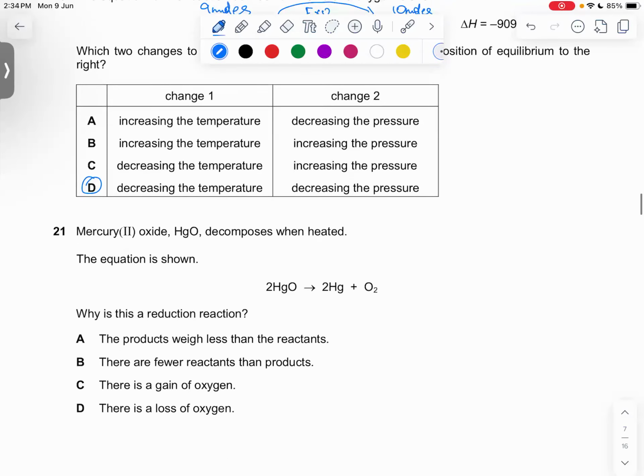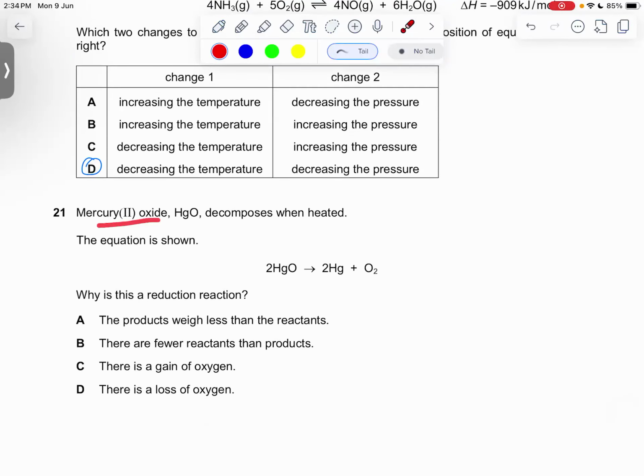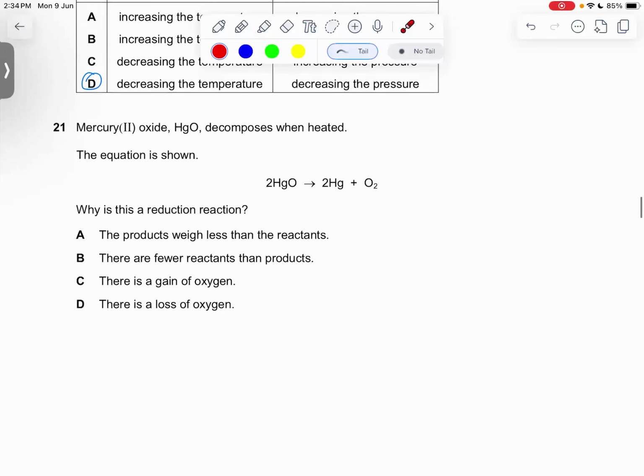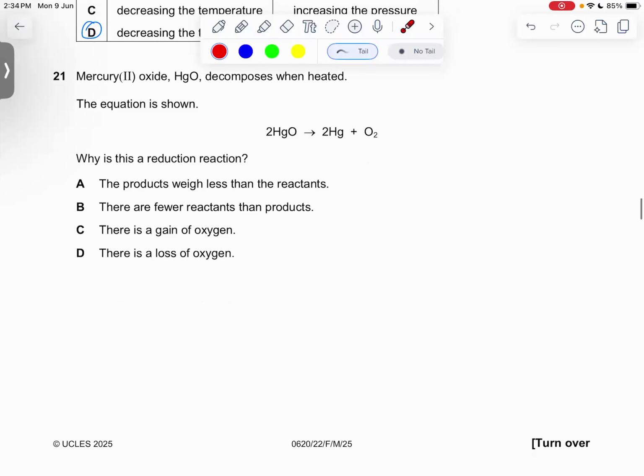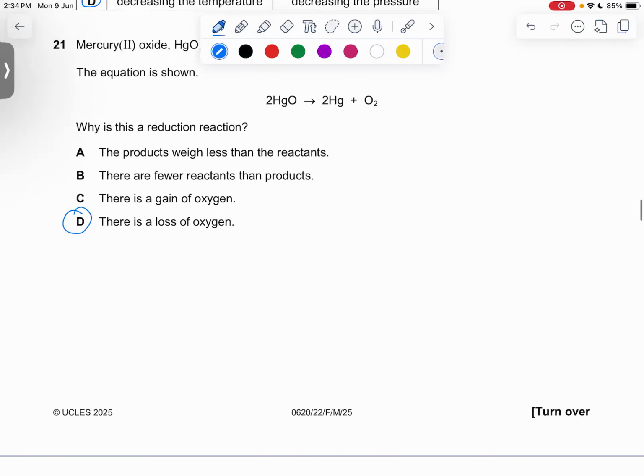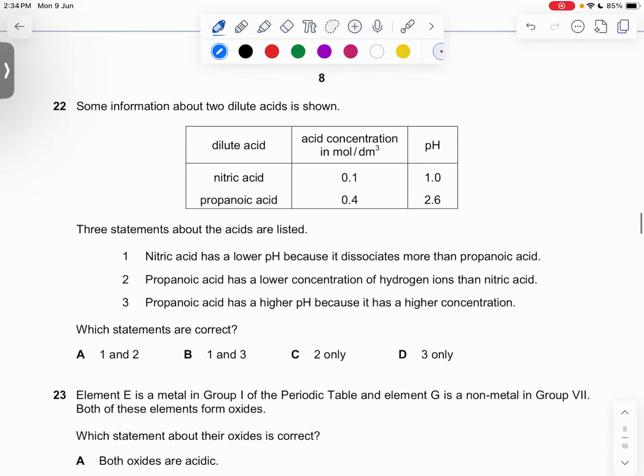Next question. Mercury(II) oxide, HgO, decomposes when heated. The equation is shown. Why is this a reduction reaction? Oxygen is lost. There is loss of oxygen. That is the answer.